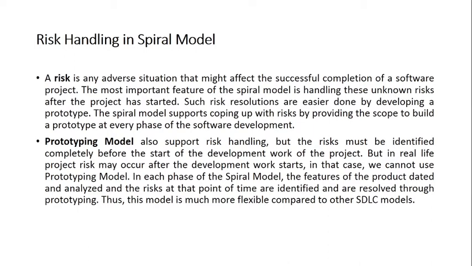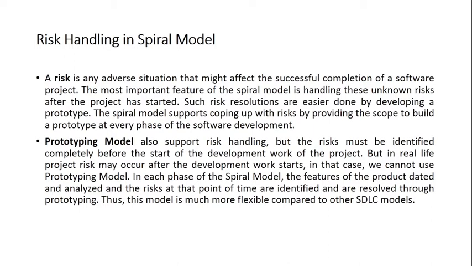If it is a minor change, we can accommodate it in the same iteration. But if it is a major change, we can implement that change in the second iteration or a subsequent iteration. So that is known as change tolerance, right?